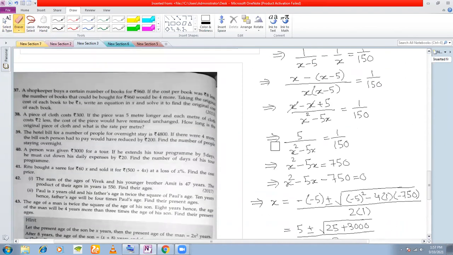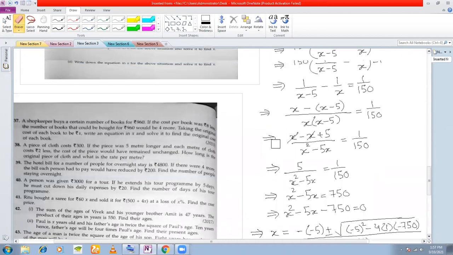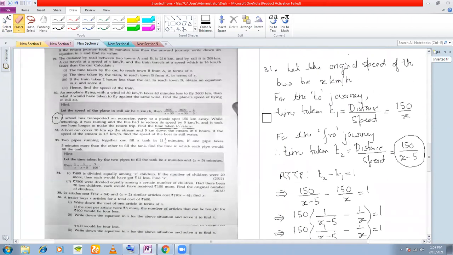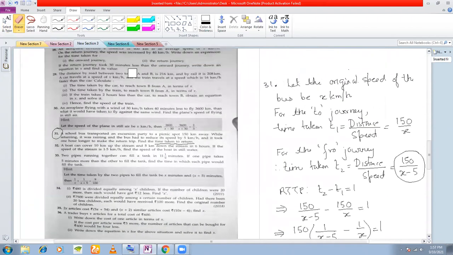Now, I'll just ask a simple question here. If I give you this question as a multiple choice question, then what can be the questions? First of all, if I want to give you this as a multiple choice question, I will give you this as a statement. Let the original speed of the bus be x kilometer per hour.